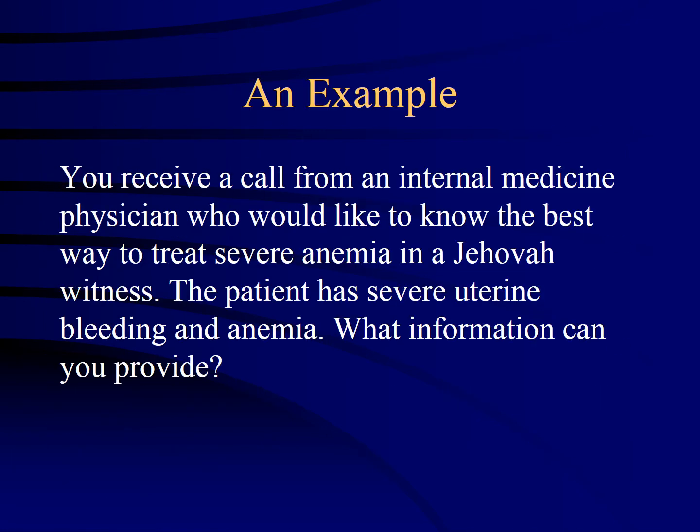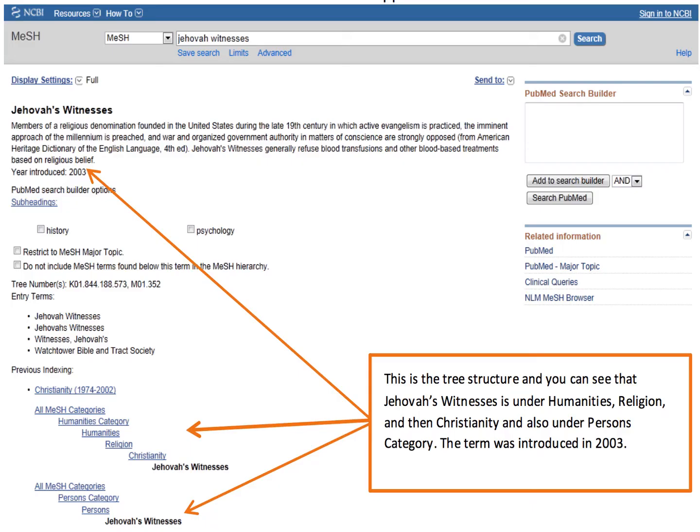So here's an example. You receive a call from an internal medicine physician who would like to know the best way to treat severe anemia in a Jehovah's Witness. The patient has severe uterine bleeding and anemia. What information can you provide? So in our MeSH database, we type in Jehovah's Witnesses.